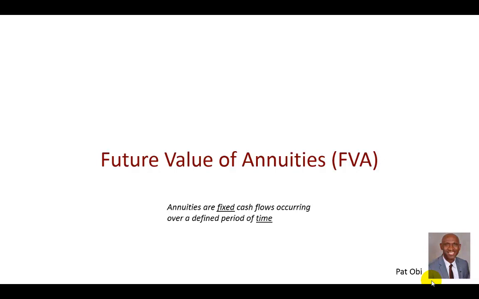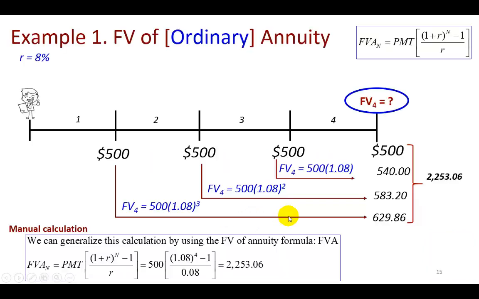In this presentation, I'm going to show the calculations of future value of annuities. And as I show here, annuities are fixed cash flows occurring over a defined period of time. So the two elements in this definition are: one, fixed cash flows. It's going to be the same cash flow each period. And the second one is it's going to be a defined time period over which the fixed cash flows occur.